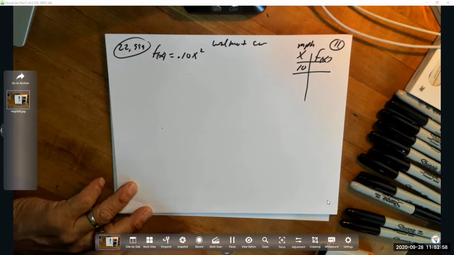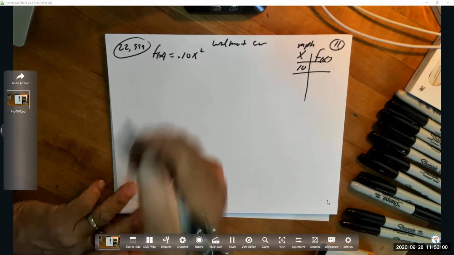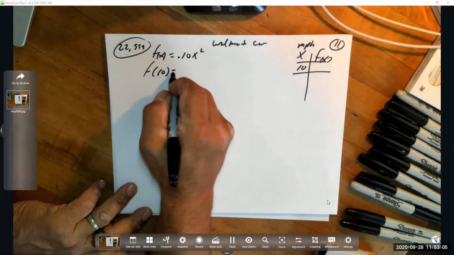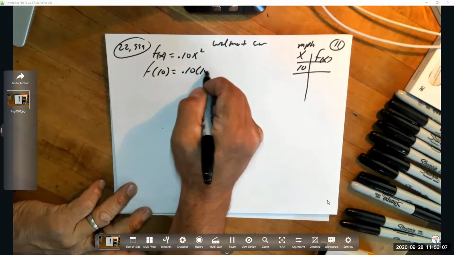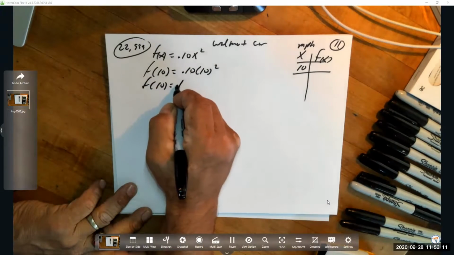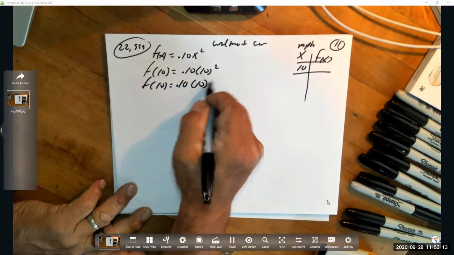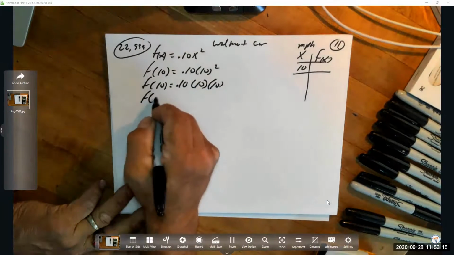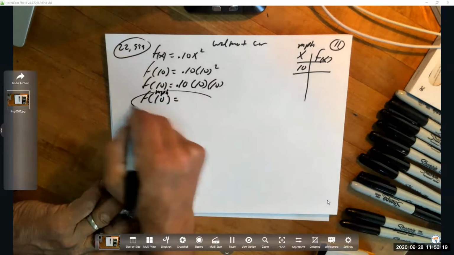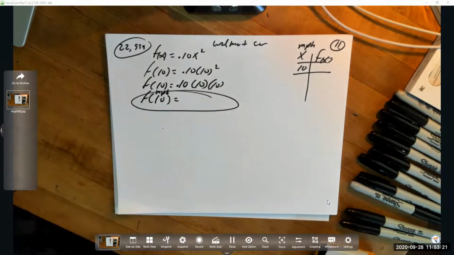Is your car going to slide? Yes. So how far is it going to slide? We just say this is what it is. At 10 miles an hour, 0.10 times 10 squared. Or at 10 miles per hour, it's 0.10 times 10 times 10. So f of 10 miles per hour is going to be, give me this number here. What's 10 times 10 times 0.10? Do it in the calculator.